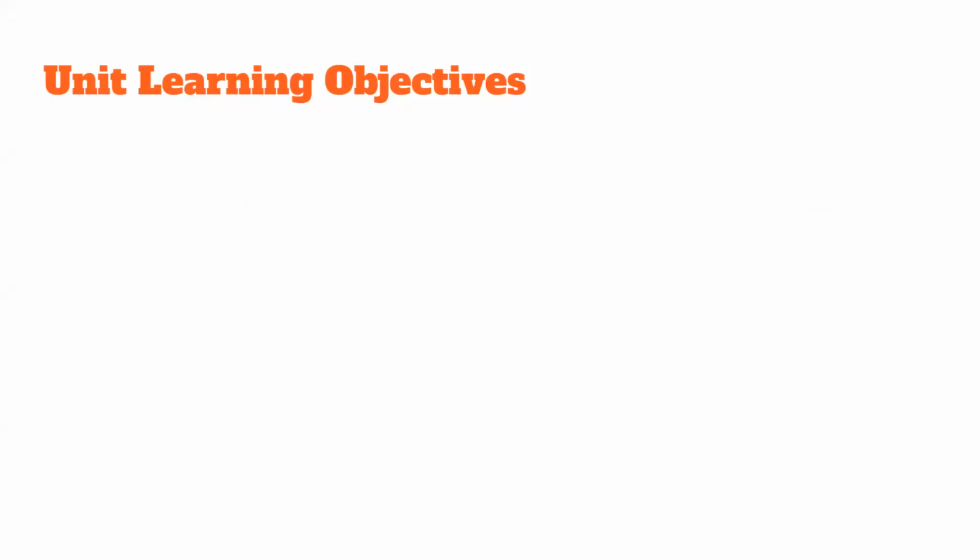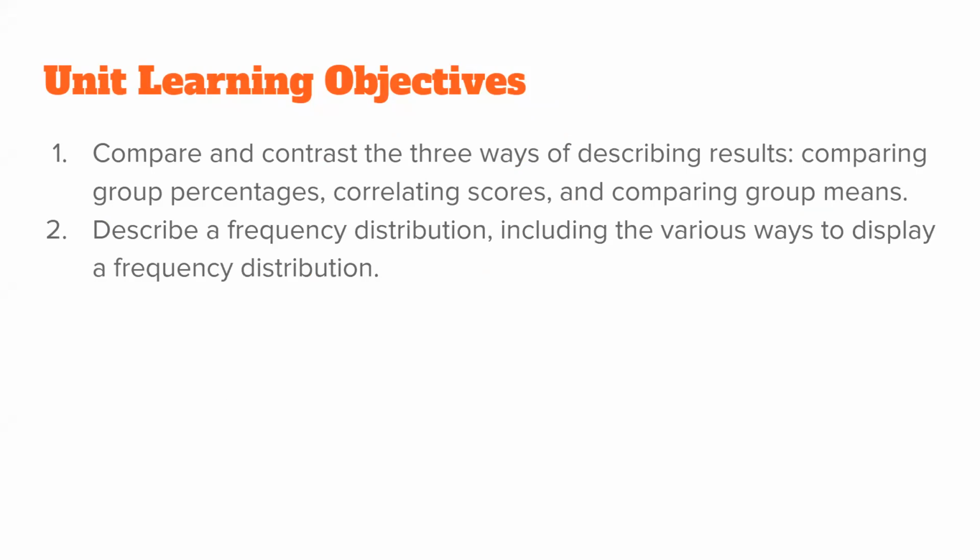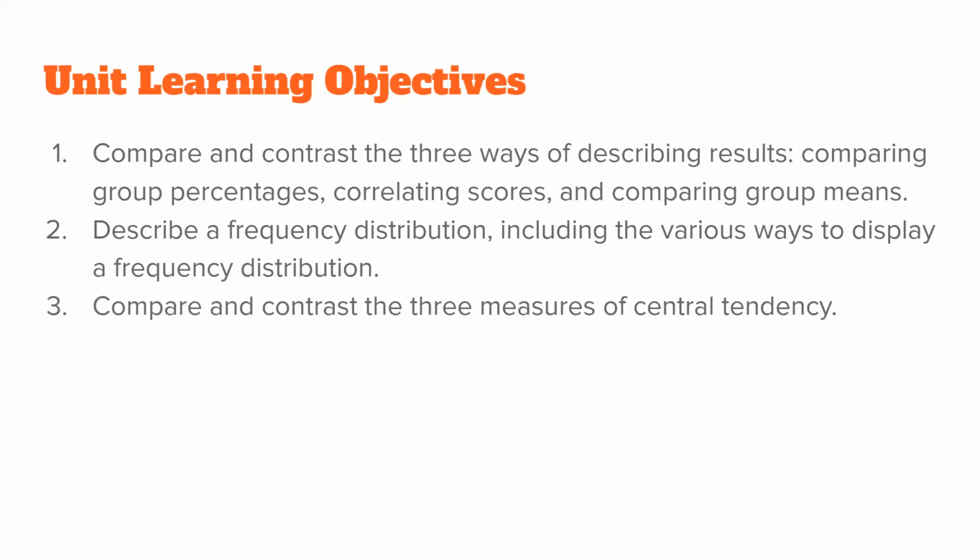There are some unit learning objectives that I would like you to be able to do by the end of this unit. I'd like you to be able to compare and contrast the three ways of describing results. For example, comparing group percentages, correlating scores, and comparing group means. I want you to be able to describe a frequency distribution, including the various ways to display a frequency distribution.